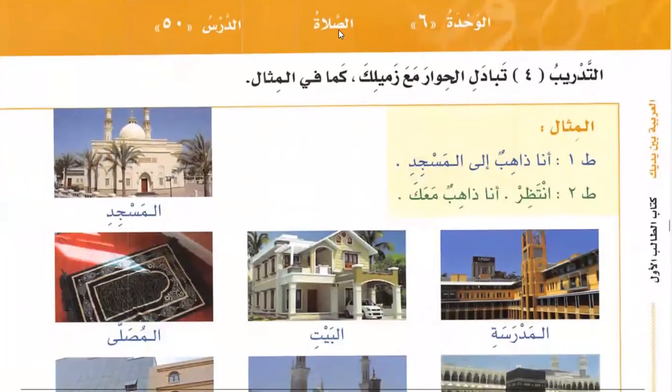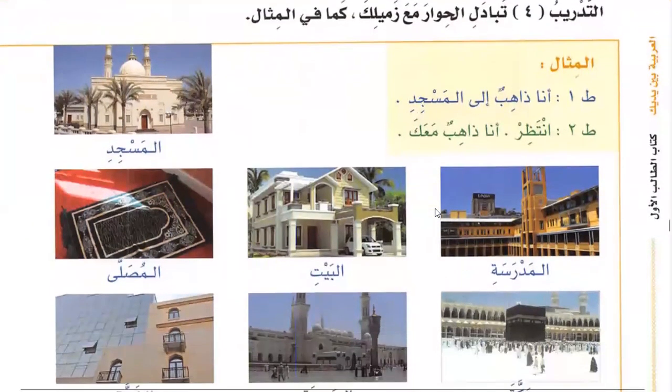Exercise four. Exchange the dialogue with your colleague, like in the example. The first student: ana zahibun ila al-masjid, I am going to the masjid. The second student: intazir, wait, ana zahibun ma'ak, I am going with you.